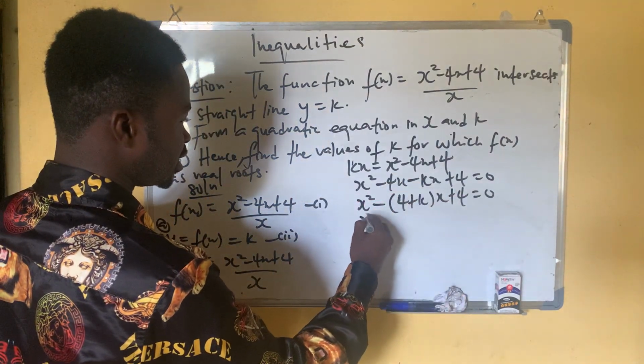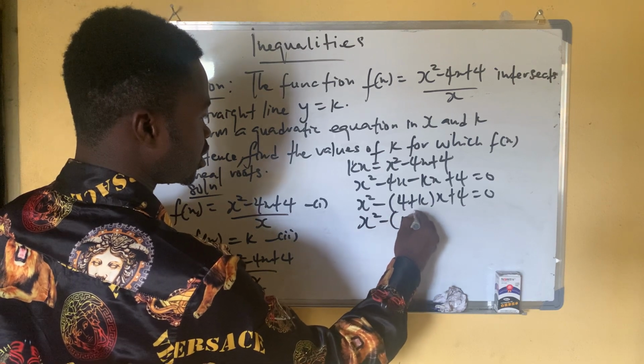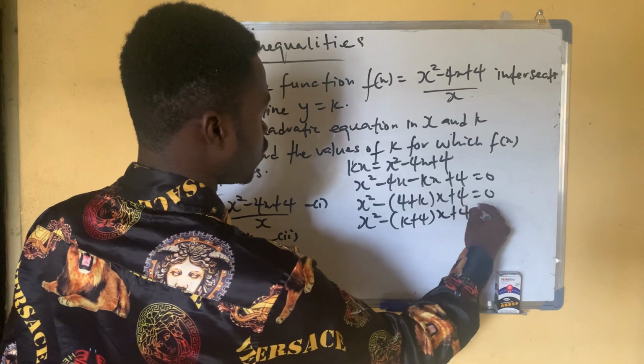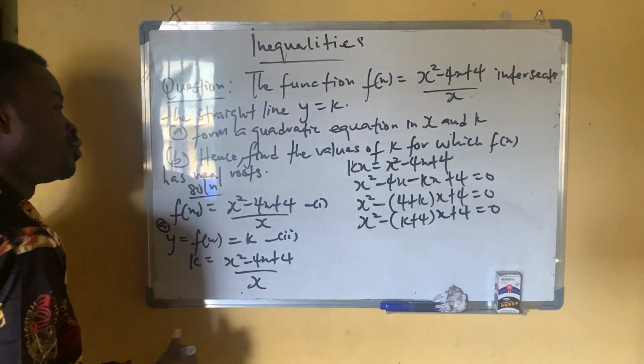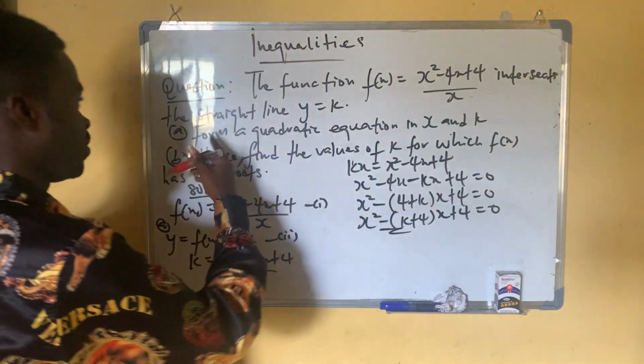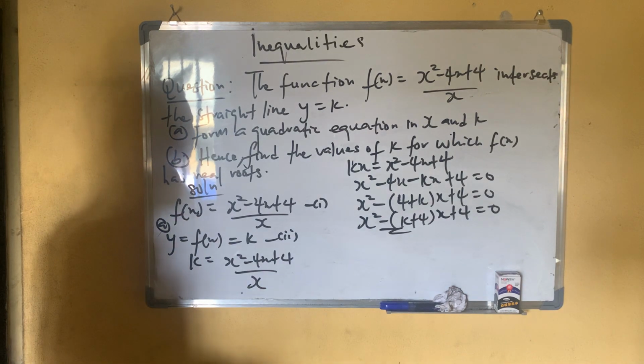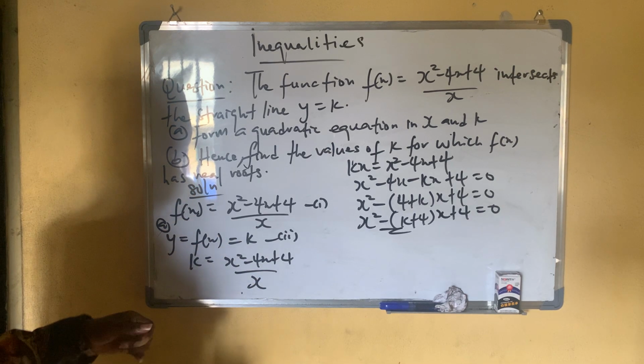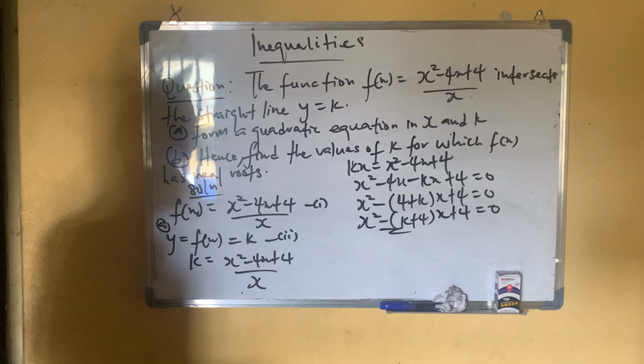Factorizing this is same thing as rewriting it as x squared minus k plus 4 x plus 4 equal to 0. Okay, we've been able to obtain a part of the question by getting a quadratic equation in x and k. Okay, b says hence find the values of k for which the function has real roots.